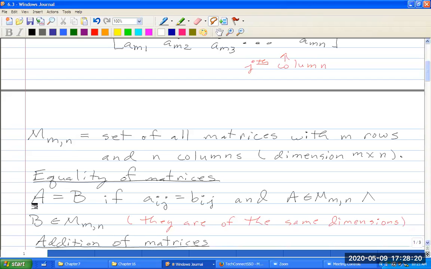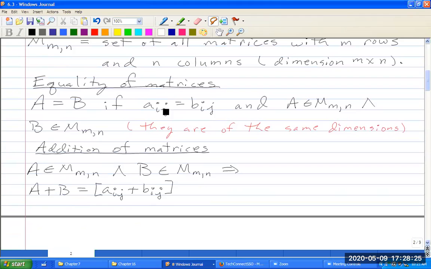Equality of matrices. Matrix A is equal to matrix B if A sub ij is equal to B sub ij, and A is an m by n matrix, and then B is also an m by n matrix, meaning that they are matrices of the same dimensions. So I can equate two matrices if they are the same dimensions and all of their entries are the same.